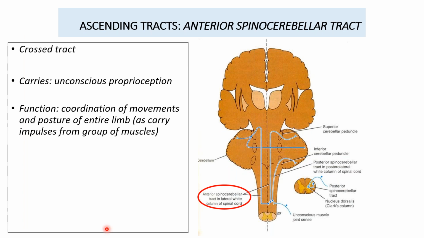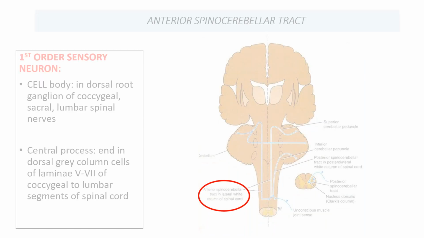Now, the anterior spinocerebellar tract. The anterior spinocerebellar tract is crossed. When you think that it is crossed, you will suppose that it is going to end on the opposite side of the cerebellum, but that is not the case, because this anterior spinocerebellar tract crosses twice. So you can see it is crossing once, and then it is crossing again to reach the same side of the cerebellum from which the sensation started. So it's a cross tract. It carries unconscious proprioception and helps in coordination of movements and posture because of the unconscious proprioception.